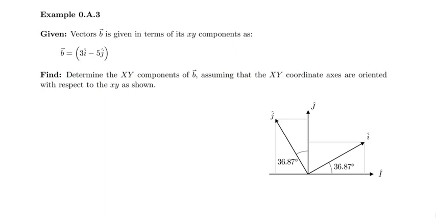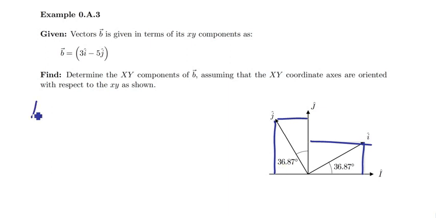Okay, so in this example, we're given vector b in terms of its xy components as 3 in the little i minus 5 in the little j, and we're asked to express this vector in terms of its capital X and Y components. And so the way I'm going to do this is I'm going to project, as I've shown here in the lines, the little i and j components onto the big I and J components, and we'll use the net result to get the answer we seek.